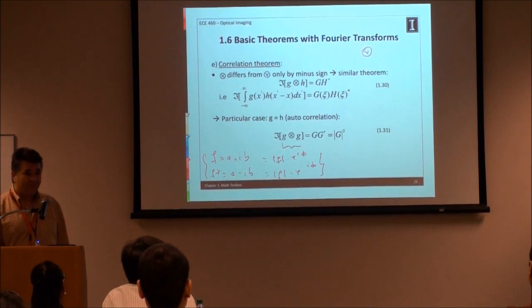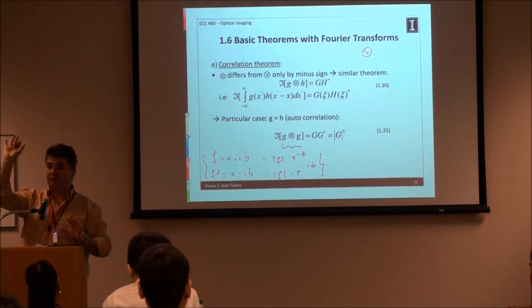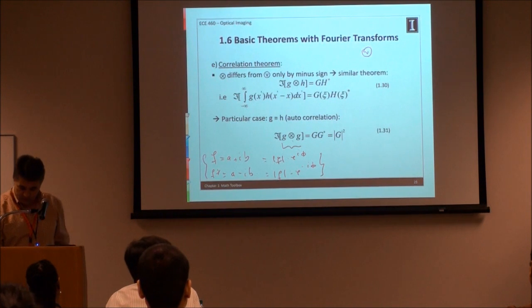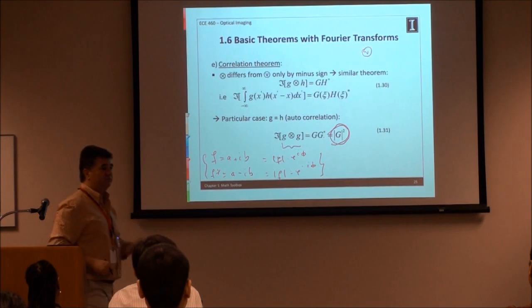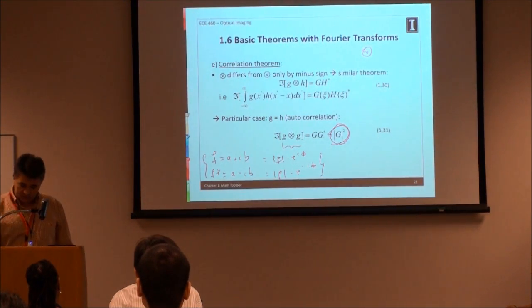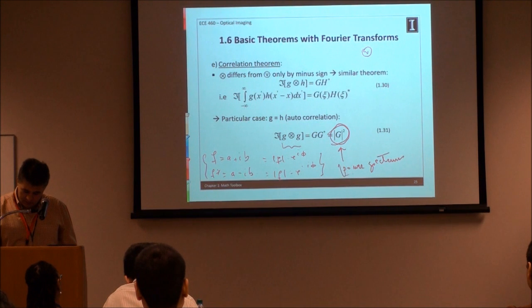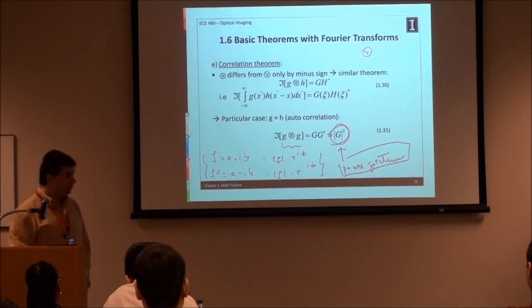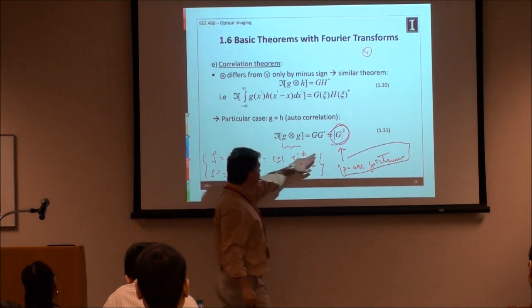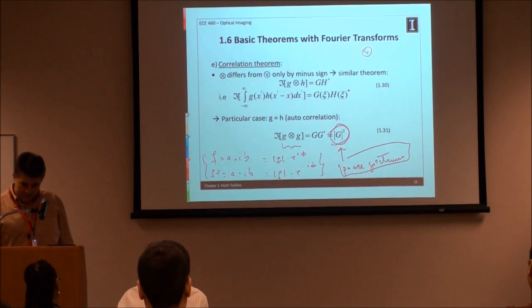All right, so the Fourier transform of an autocorrelation is the Fourier transform of G times the Fourier transform of G conjugate. And that is called, what's the function times its conjugate? Power spectrum. Thank you. That's another very important result. Fourier transform of an autocorrelation is the power spectrum. We'll get back to that at some point later.